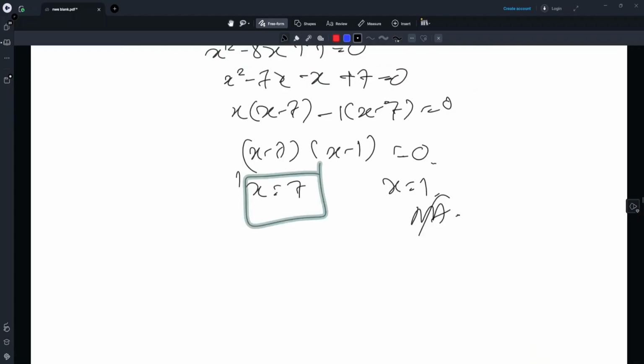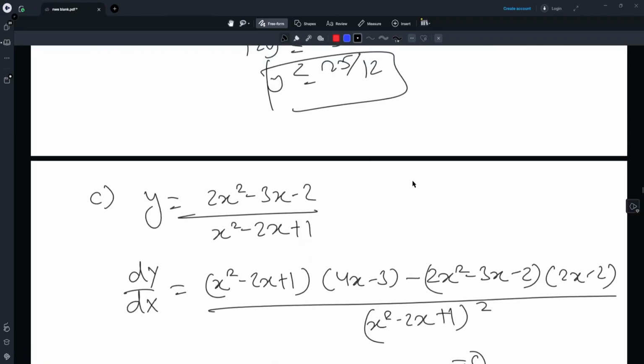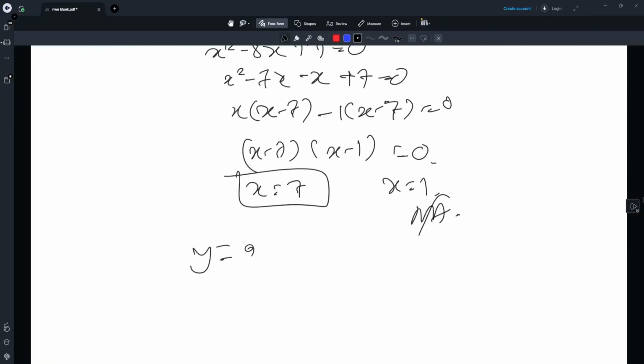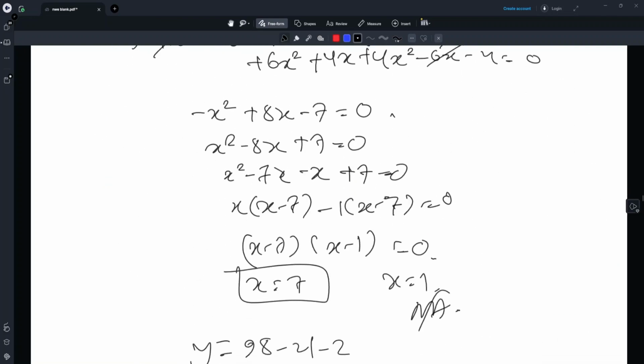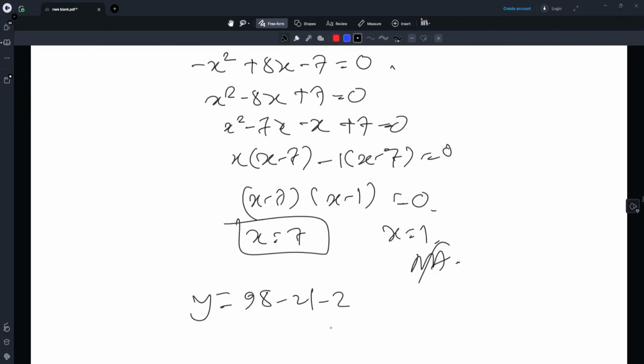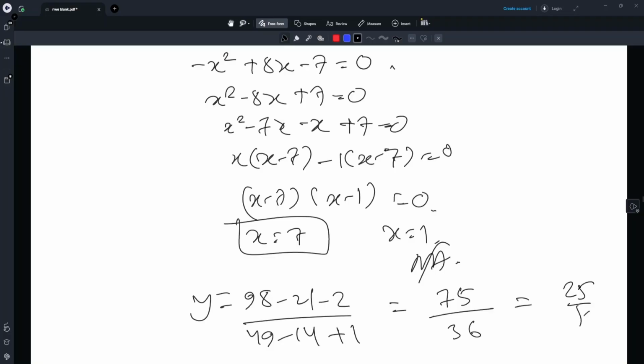So if x equals 7, then y equals 98 minus 21 minus 2, divided by 49 minus 14 plus 1. We have here 98 minus 23, which is 75. And here we have 49 minus 14 plus 1, which happens to be 36. 75 and 36, so 25 by 12.